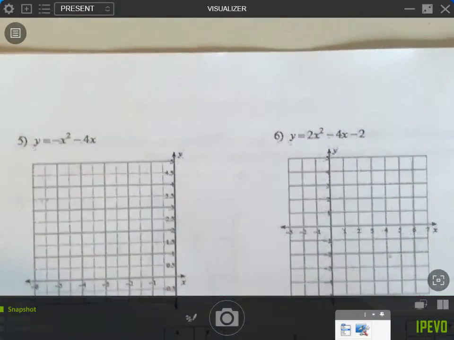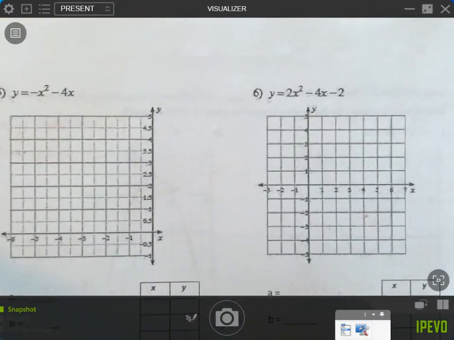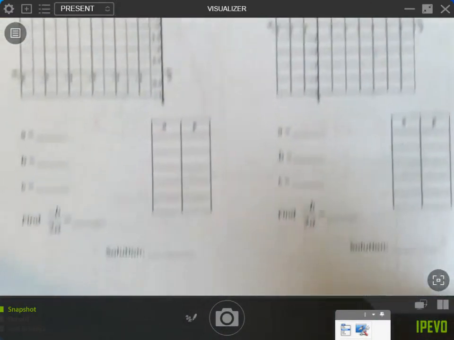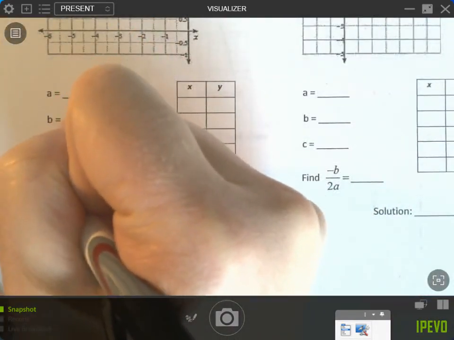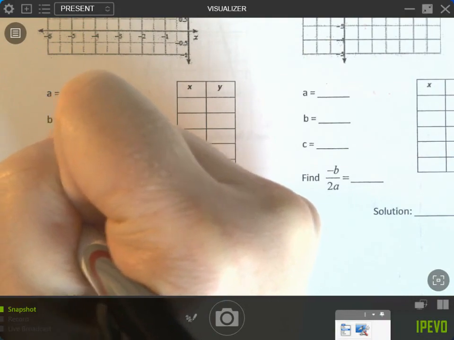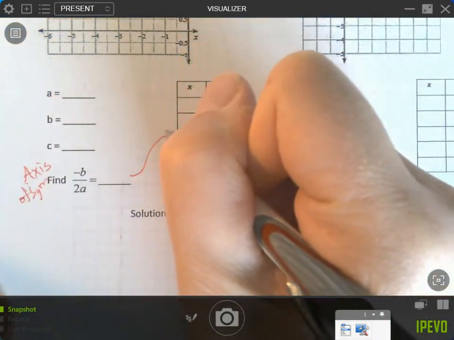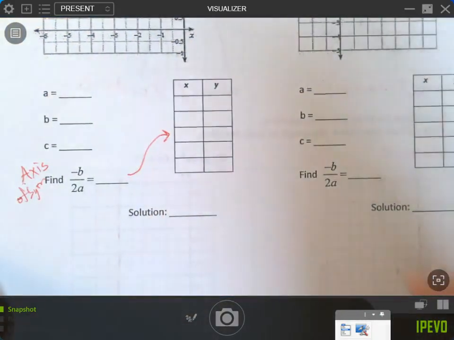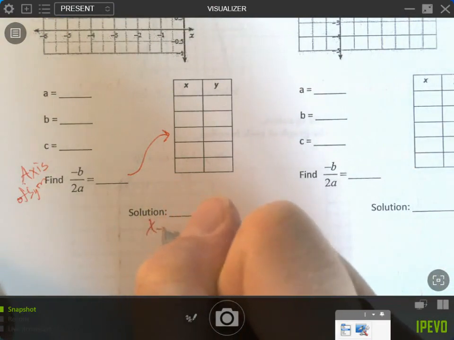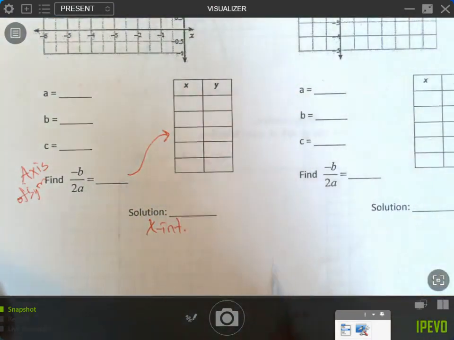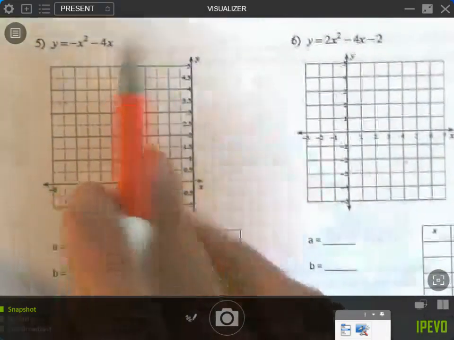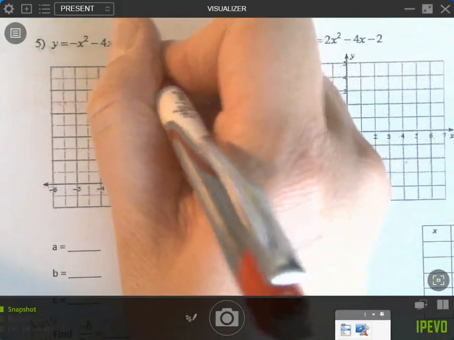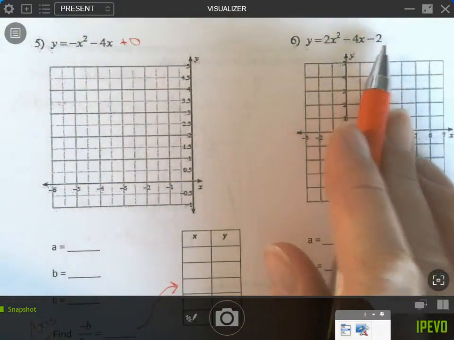Number 5 and 6, same exact thing. So just going to remind you again, this is your axis of symmetry. That's one of the things you're looking for first. And whatever you get here, you're going to pop into your vertex. And don't forget the solutions are just your x-intercept. So I just wanted to give you those reminders. Okay, I'm going to move on. Both of these are in standard form. a, b, c would be what? 0. a, b, and c.